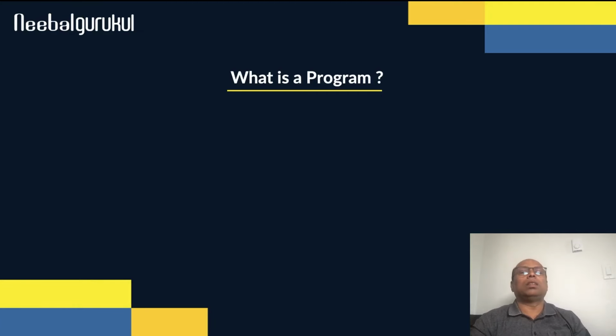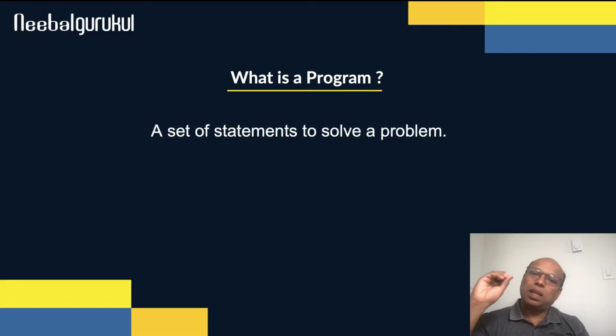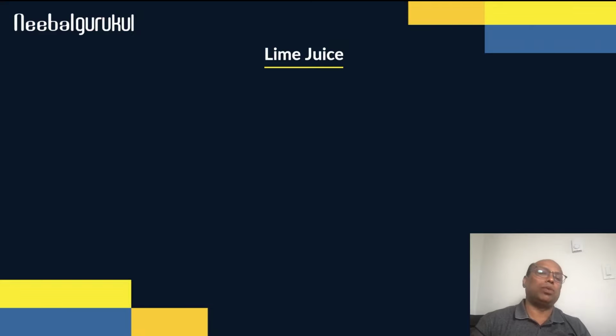Before we get into this, let us understand what a program is. If you ask the question, what is a program, if you know something, you will say it's a set of instructions to the computer. I would say a program is a set of statements to solve a problem. Any set of statements that solves a problem is called a program. Let's take a simple example. Let's make a lime juice.